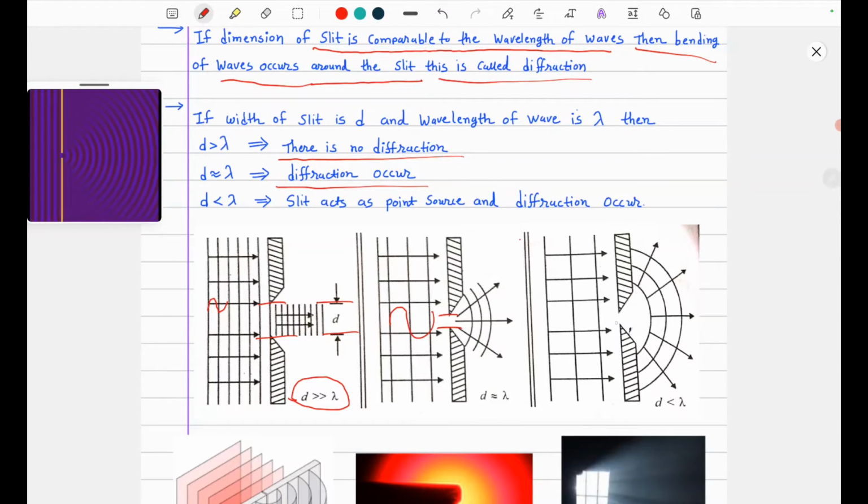When the opening is very small, that is d is less than lambda, then what happens? The wave will spread over the entire surface behind this opening. So here the opening acts as an independent source of wave which propagates in all directions.